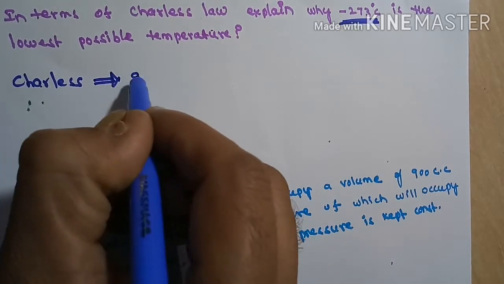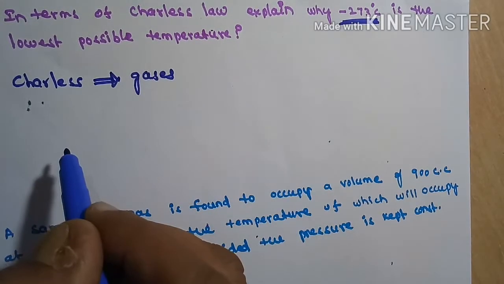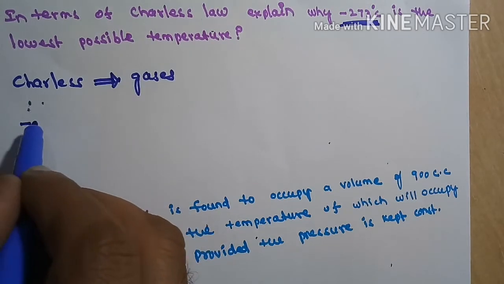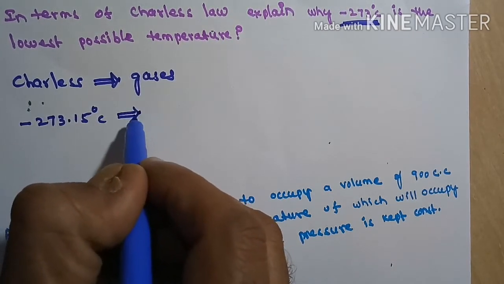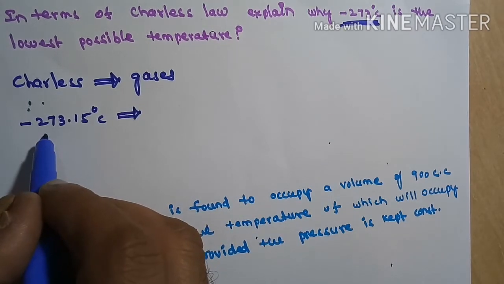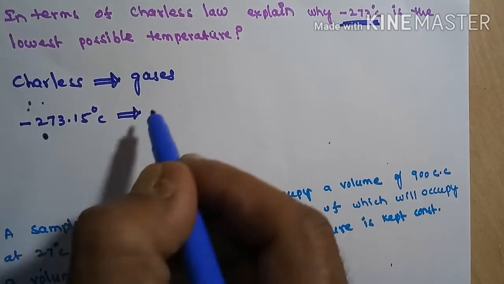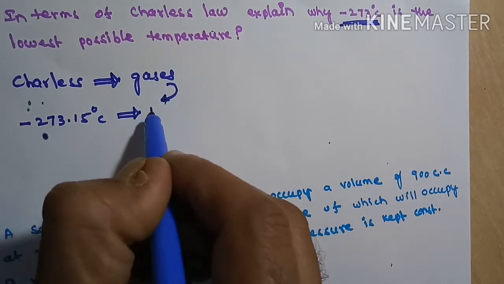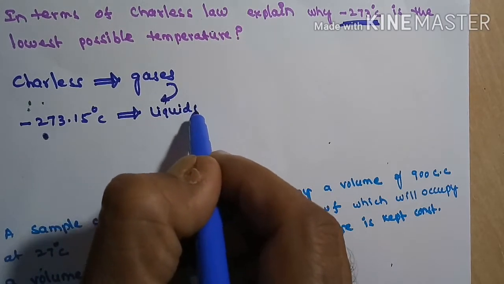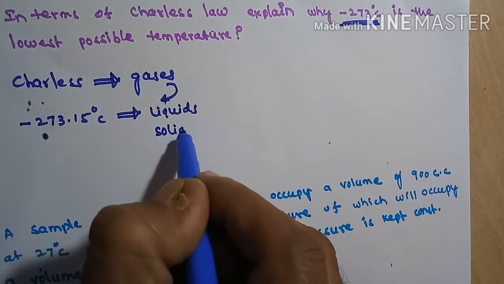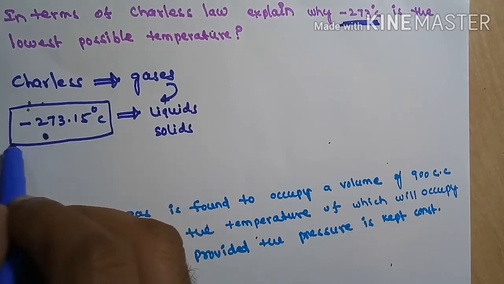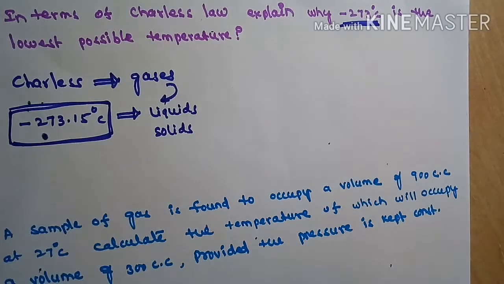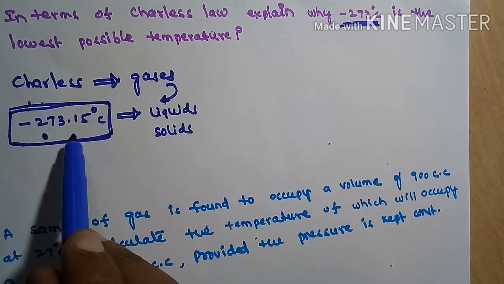Charles' law belongs to gases only. So when we reach minus 273.15 degrees centigrade, all the gases are converted into liquids, or some of the gases are converted into solids also. That means below minus 273.15 degrees centigrade, no gas is present in the gaseous state.